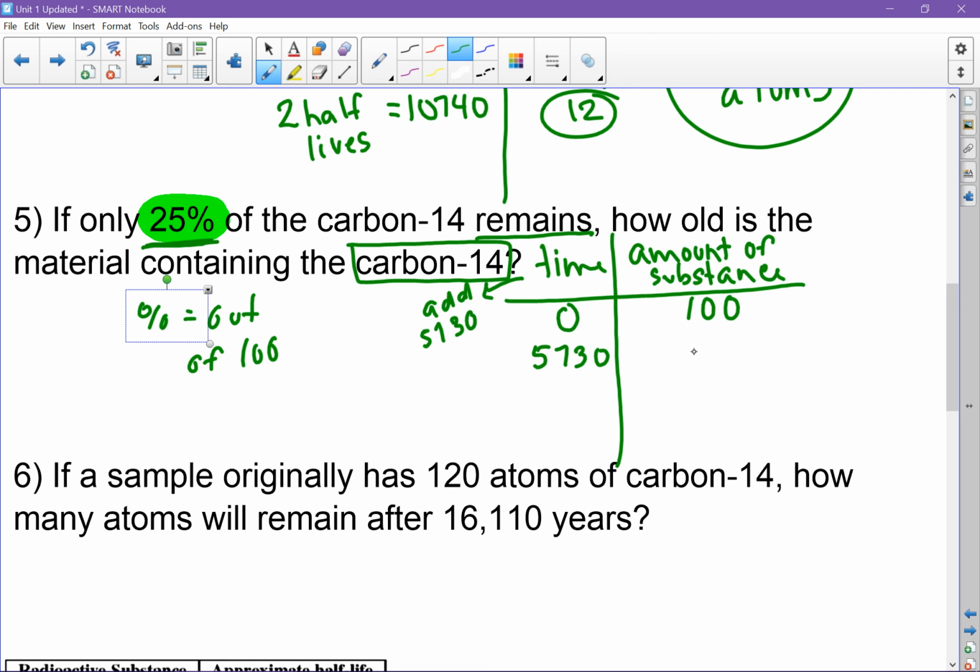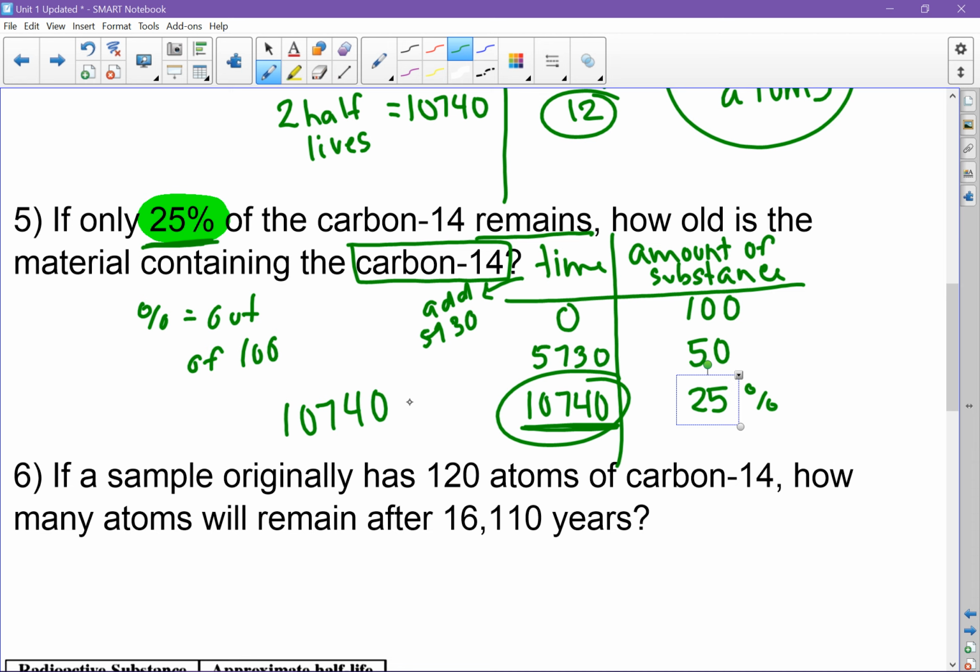If I divide that in half once, I get 50. If I divide it in half again, we get the 25% that we wanted. So that means I just need to know the time that goes with that, which means we're just going to add 5730 again. That's the amount of time that we're looking for. So your answer, 10,740 years old.